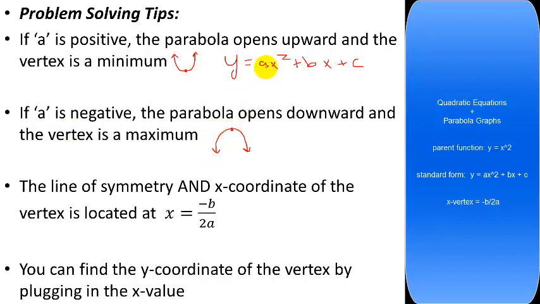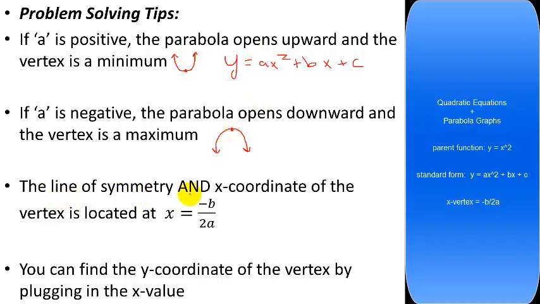We're going to spend some time looking at stretching and shrinking parabolas as well as reflecting parabolas, upside down and right side up, in another section, but that all ties back to this a value. This a value tells you whether it's upside down or right side up. If it's positive, it's right side up. If it's negative, it's upside down.